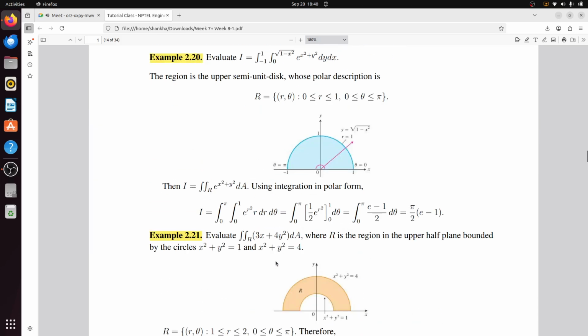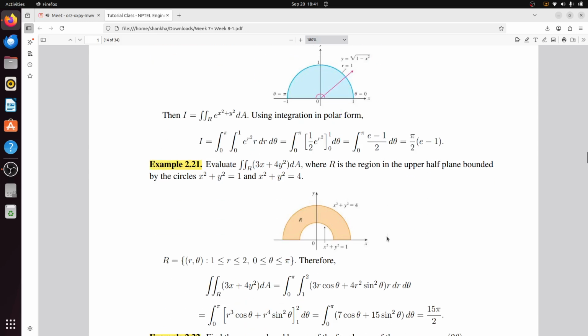Okay, so how do you do the integration in polar form? Your theta varies from 0 to pi, and your r varies from 0 to 1. So this becomes the integral from 0 to pi, 0 to 1, of e to the power r square r dr d theta. In other words, the integral from 0 to pi of half e to the power r square from 0 to 1 d theta, which is the integral from 0 to pi of (e minus 1) by 2 d theta. So the final answer will be pi by 2 times (e minus 1).